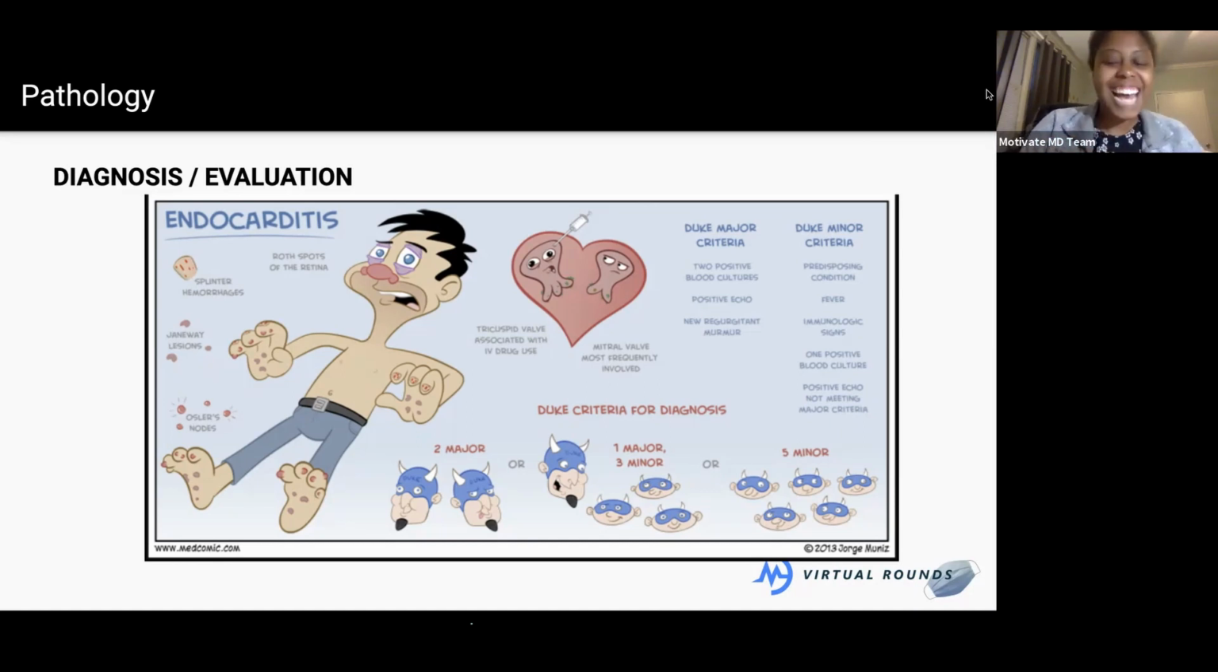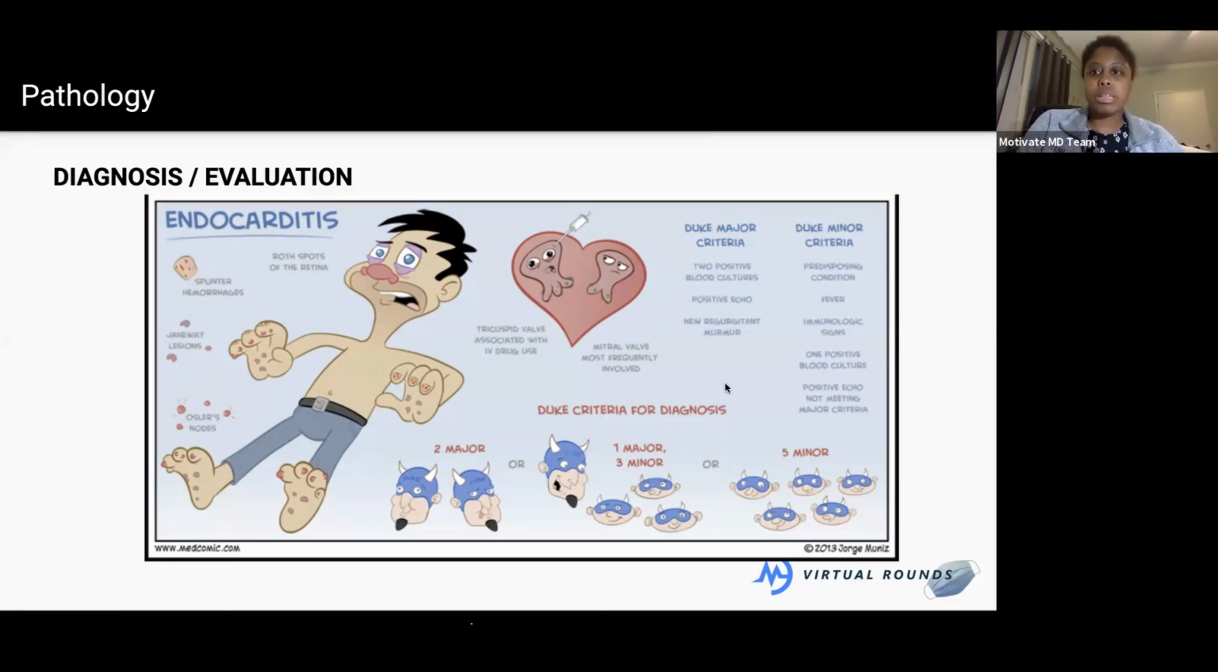because I went to Duke University as an undergrad. So to be diagnosed with endocarditis, a person either needs to have 2 major Duke criteria, 1 major and 3 minor Duke criteria, or 5 minor Duke criteria. And so they have examples of the major Duke criteria here. So 2 positive blood cultures, a positive echo, and a regurgitant murmur.